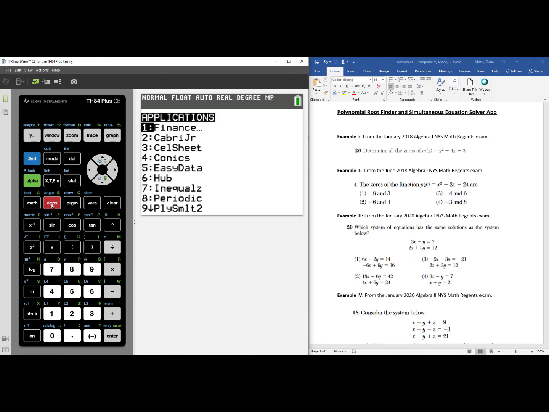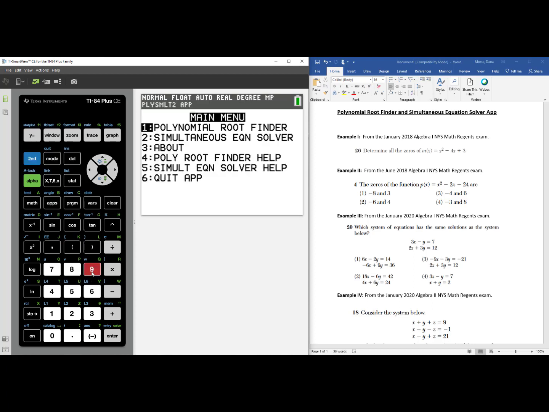Let's go back to the apps key and select our app. Let's now look at the simultaneous equation solver feature. From the January 2020 Algebra 1 New York State Math Regents exam, Question 20. Which system of equations has the same solutions as the system below?